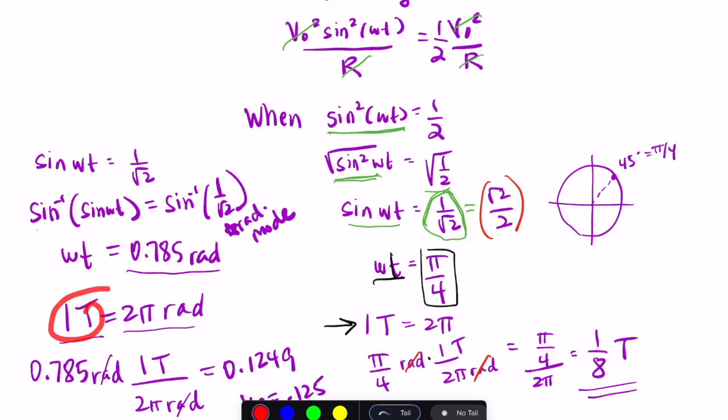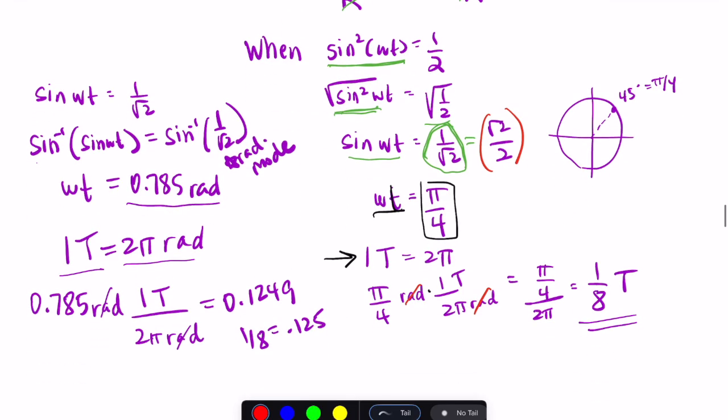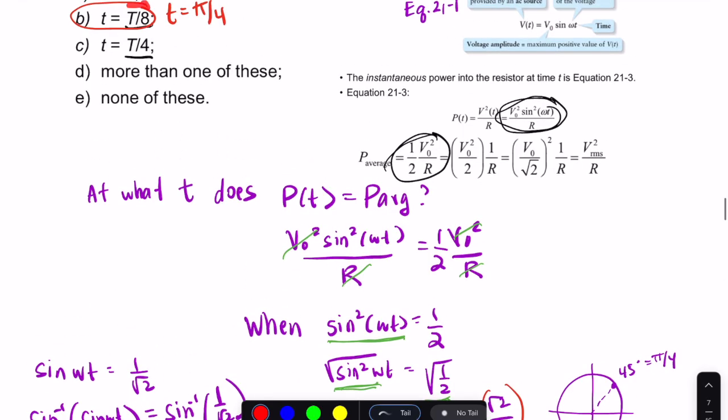Well, I know one full period is 2 pi radians. Okay? So if I divide 0.785 by 2 pi, then I can figure out how much of my period I'm in. So 0.785 radians, and I'm basically converting that to periods. I'm going to divide by 2 pi radians. My radian units are going to cancel. And I'm doing 0.785 divided by 2 pi, which gives me 0.1249. I'm going to recognize 0.1249 is roughly 0.125, which is 1/8. And so therefore, my answer is 1/8 of a period. Okay?